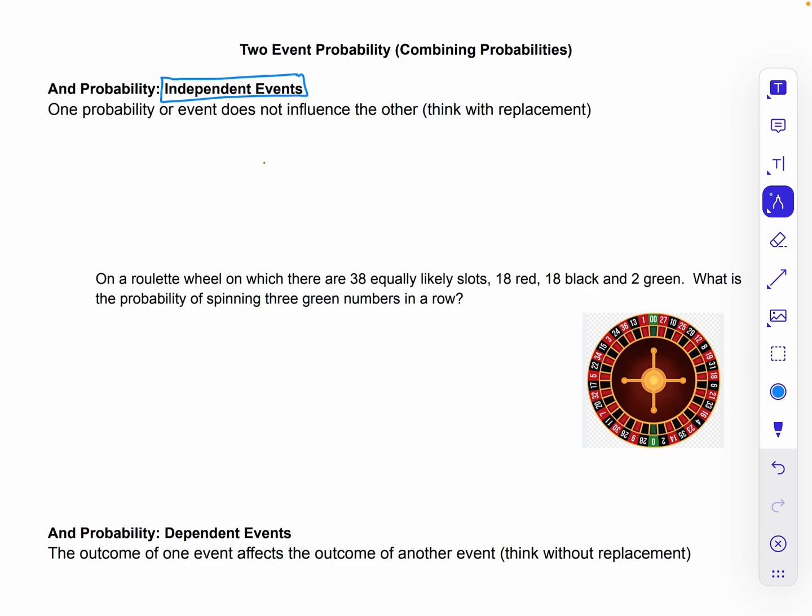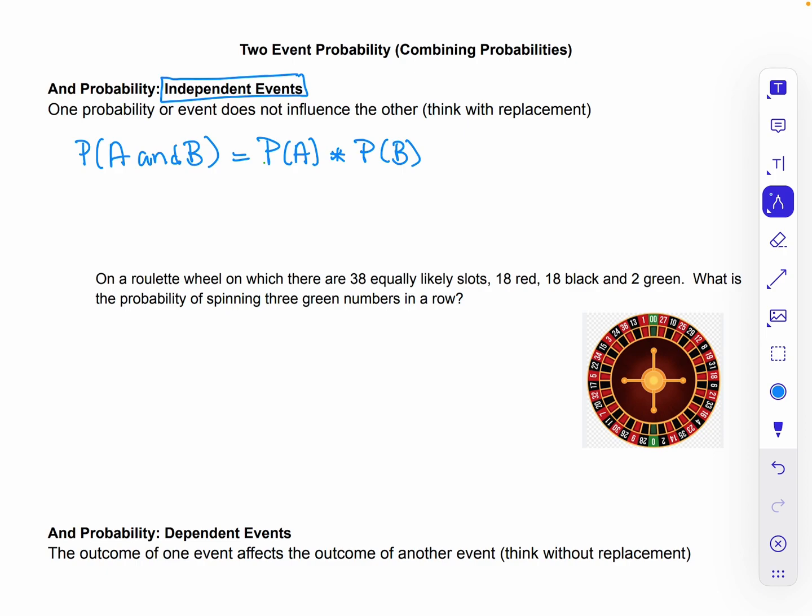So when we describe finding this probability, you'll see it written as the probability of A and B occurring. And we would find that by taking the probability of the first event times the probability of the second event.